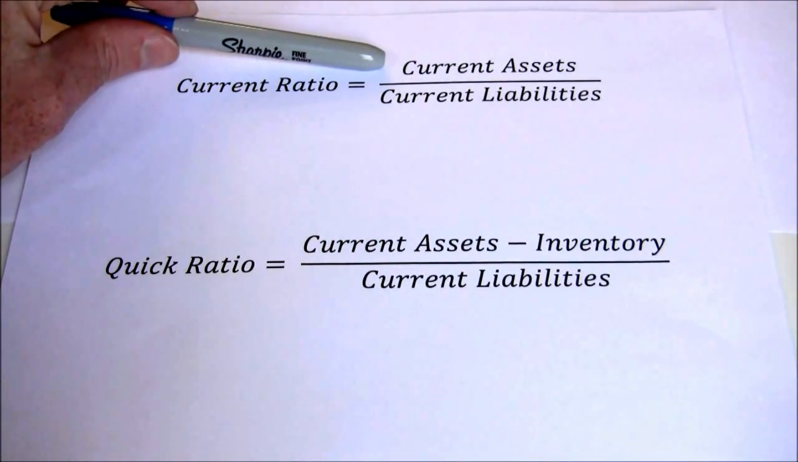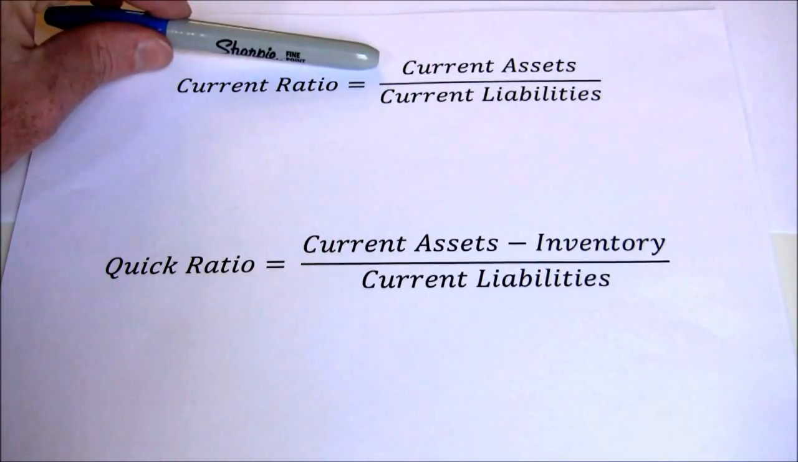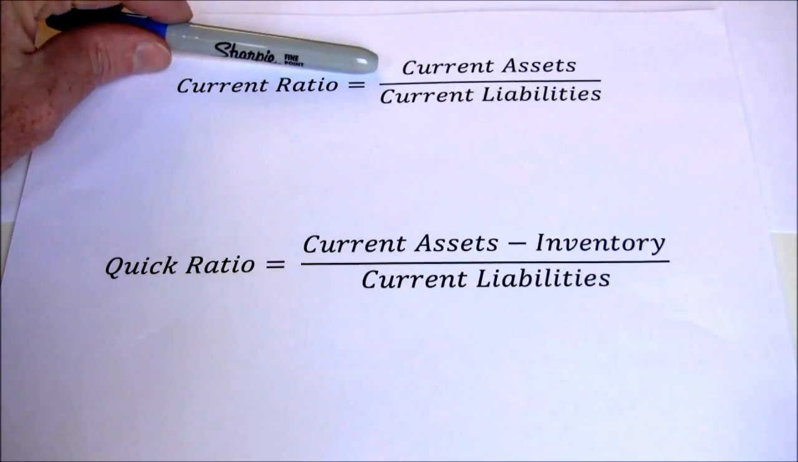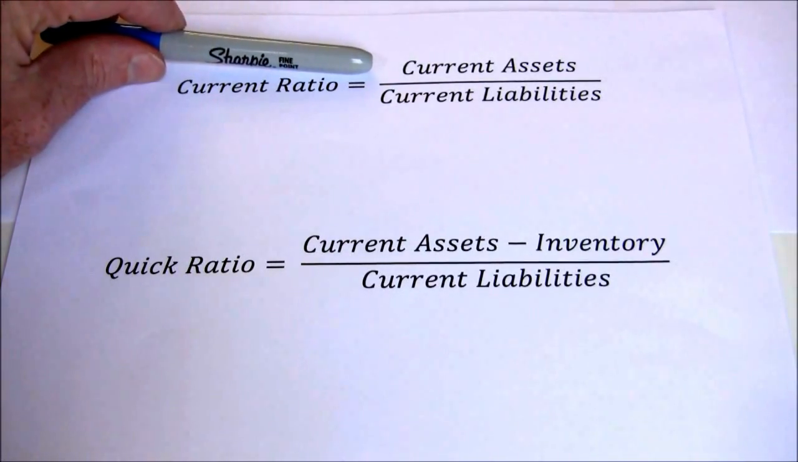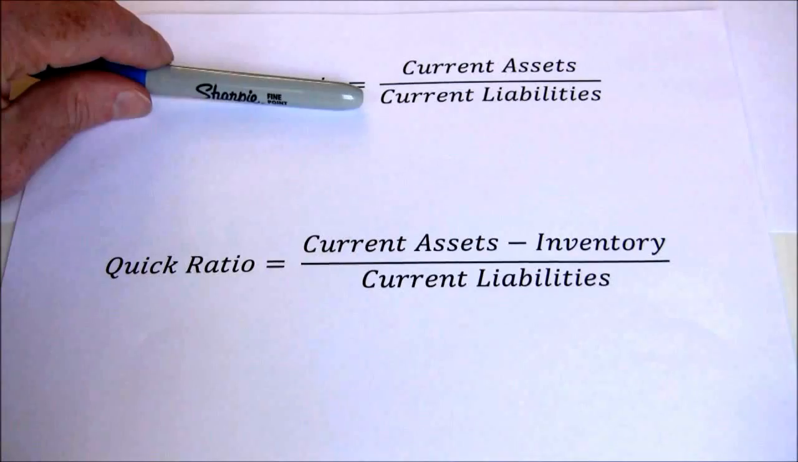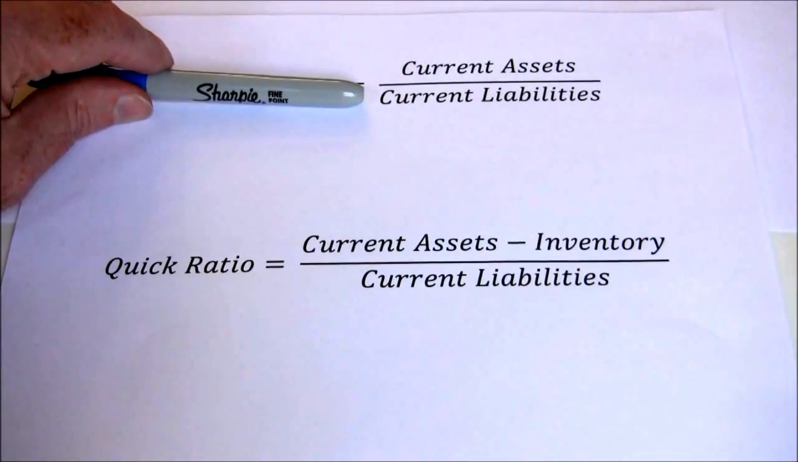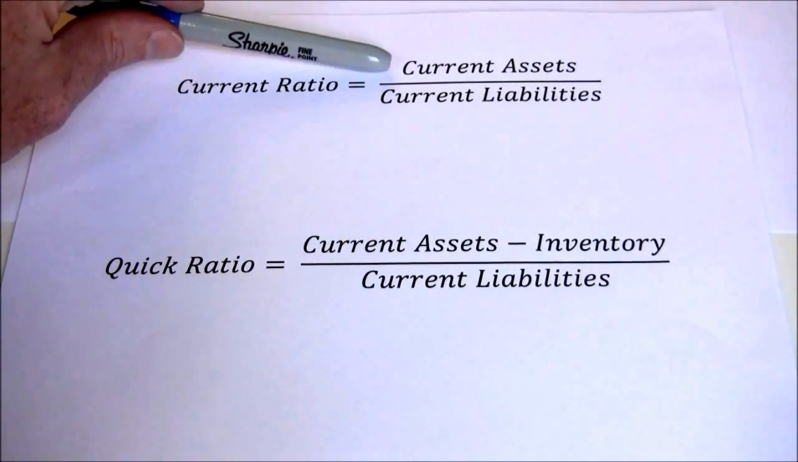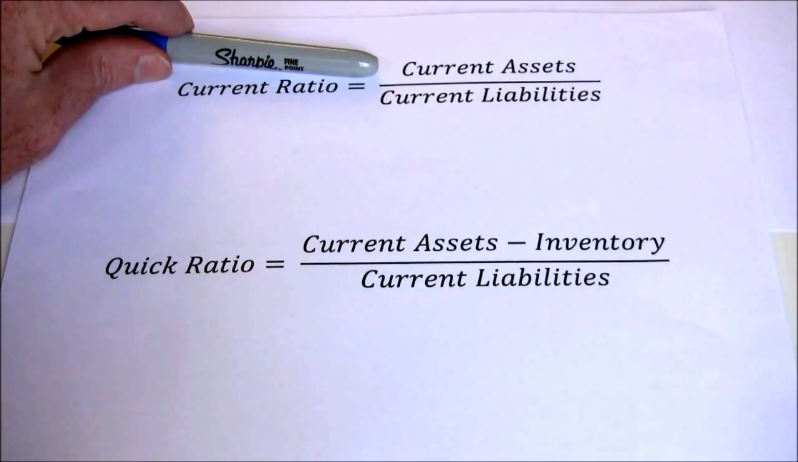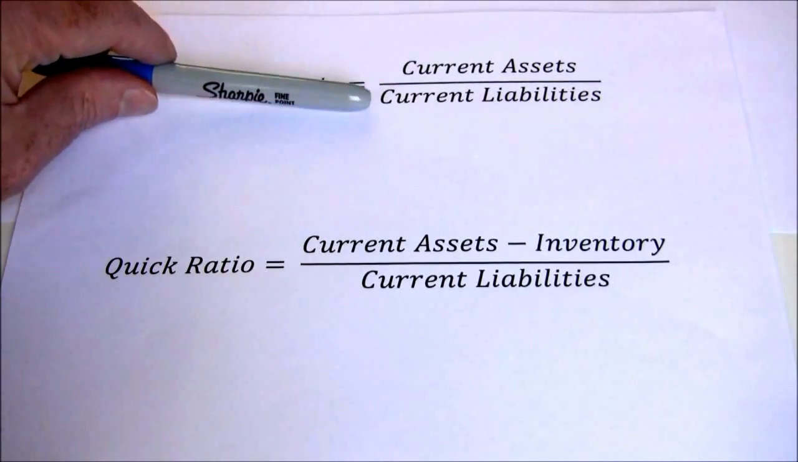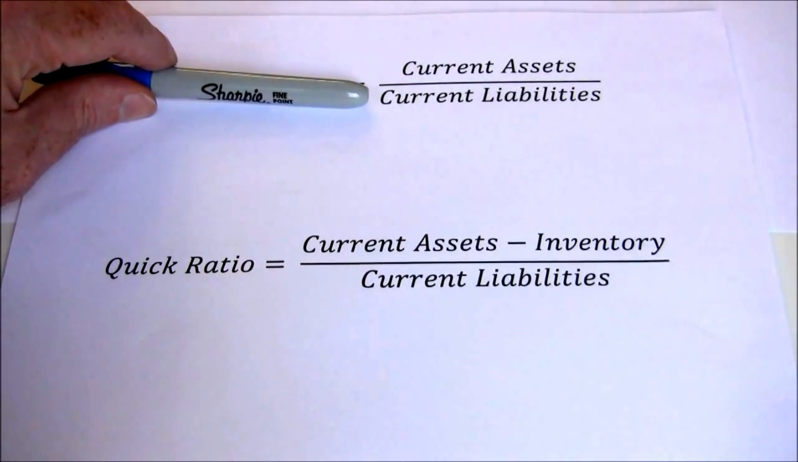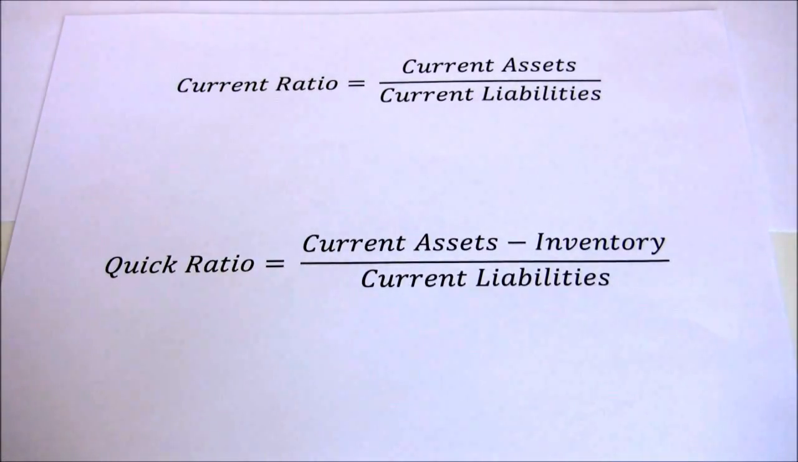Current assets are things like our cash, accounts receivable, and inventory, things that we expect to either be cash or converted into cash within the next year. Current liabilities are things like accounts payable, short-term loans, accruals, things that we're going to have to pay within the next year. So we want to make sure we have enough cash, or things that are going to turn into cash, to pay off our current liabilities that we're going to owe within the next year.